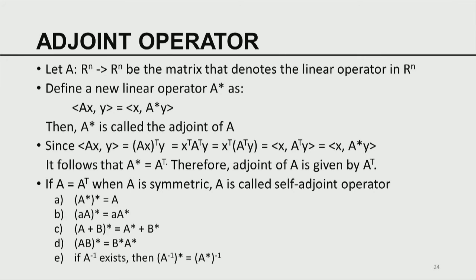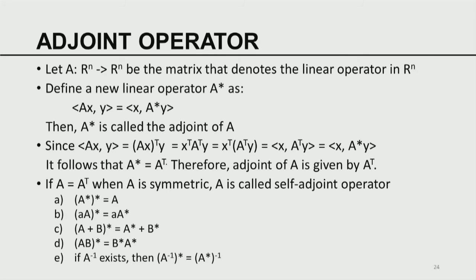Let A be a matrix that denotes the linear operator in Rn. A matrix can be called an entity, and we define operations on it. A matrix can also be thought of as an operator on vectors in Rn. So, the same object plays two different roles, either a matrix or an operator. A matrix is a representation of an operator. Now, define a new linear operator A star, and the definition goes like this.